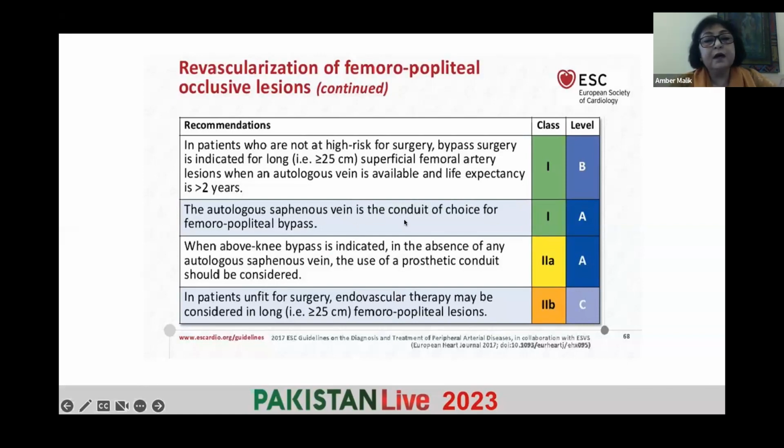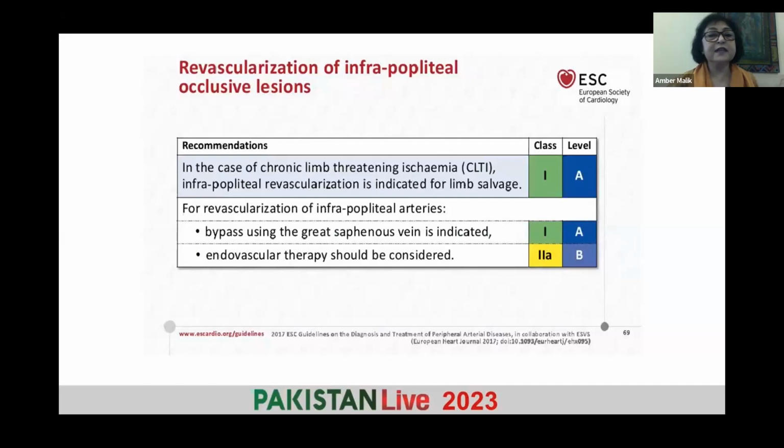However, you can still do endovascular therapy in long fempop lesions. Again, as I said earlier, I am now doing more than 25 centimeter lesions for fempop also, because now people are reluctant to undergo surgery. And in case of CLTI, infrapop revascularization is a class one indication.